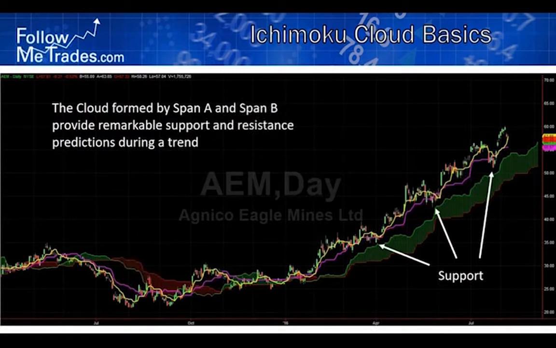Okay, again, the cloud predicts support areas, and you can see during this trend, as price moved up, even as it pulled back a little bit, as it approached the cloud, it then reversed. And so in this instance, it really did provide a very remarkable prediction, because it's being plotted in advance of where the support areas were going to be.